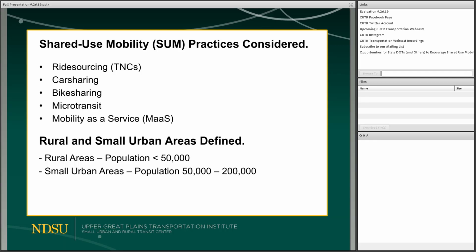Definition that we have used for rural and small urban areas in the study: the research team defines rural communities as those having population of less than 50,000 and small urban communities as those with population of more than 50,000 but less than 200,000. Well, this definition really was established by the US Census Bureau and is used by FTA to distinguish between small and large urbanized areas for its formula programs. So we followed a similar definition in our study.